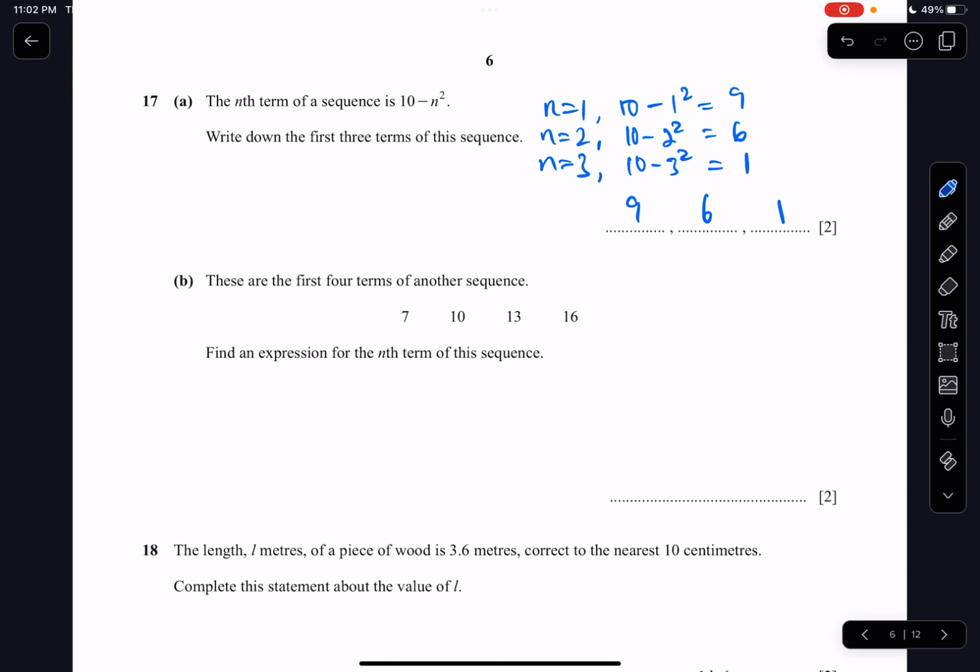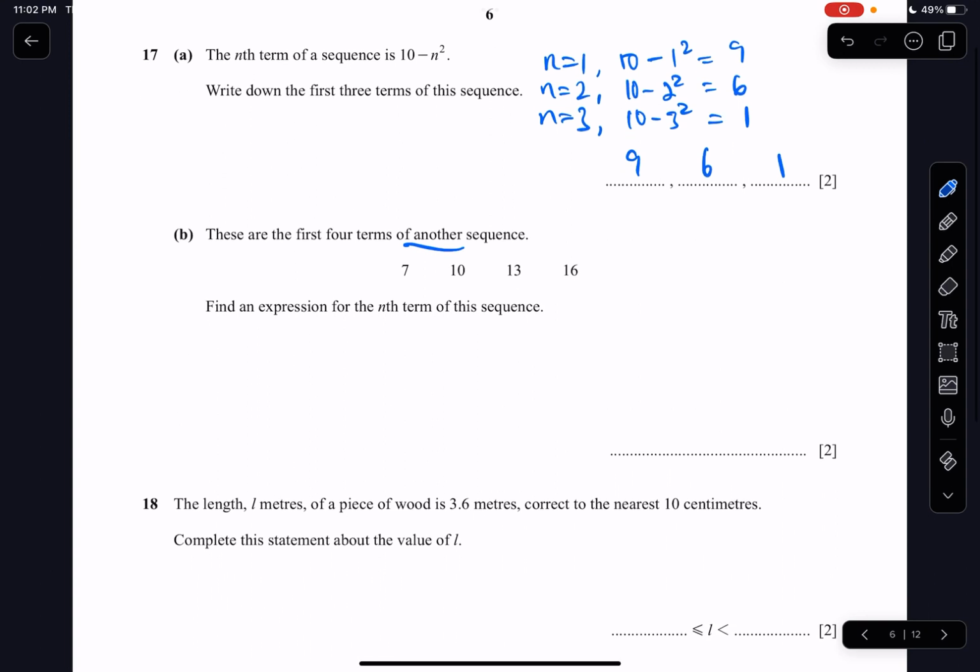These are the first 4 terms of another sequence, so nothing to do with part A. 7, 10, 13, 16. Find an expression for the nth term. Let's write the n values below. At one glance, I can see that the pattern is that I am adding 3 to each term.